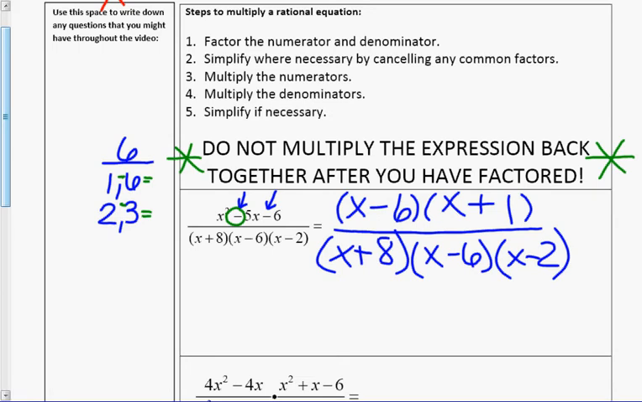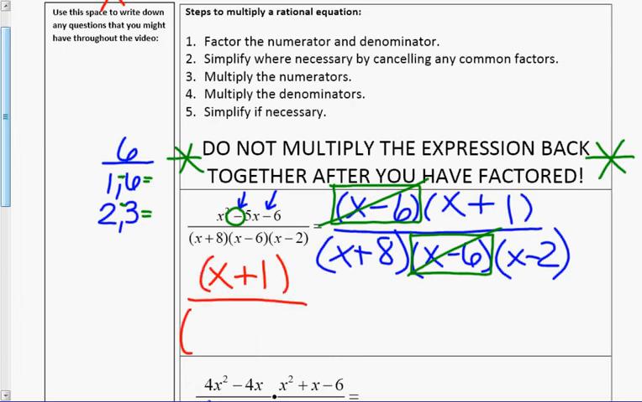And now that next step is simplify where necessary by canceling any common factors. So where are the common factors that you see here? I see x minus 6 and x minus 6. So those go away. Is there any other factors that's the same on the top and bottom? No. So we're just going to rewrite our answer as x plus 1 over x plus 8 times x minus 2. And that's how we leave our answer.